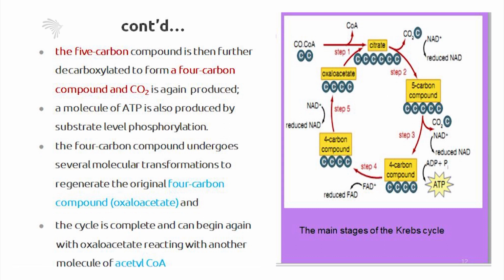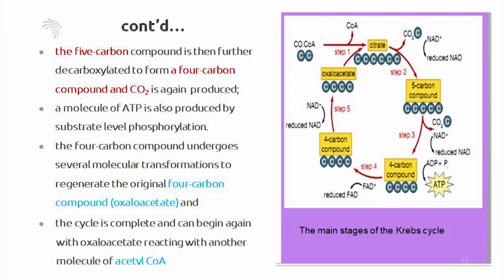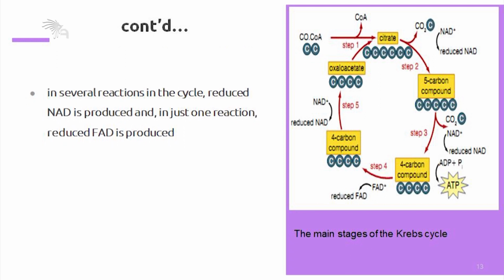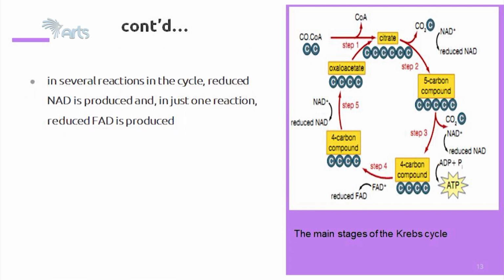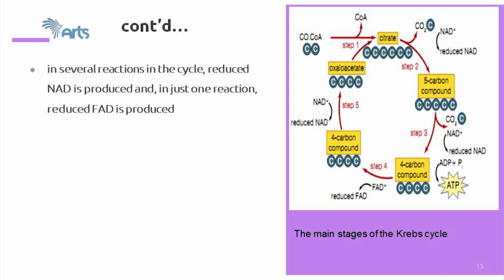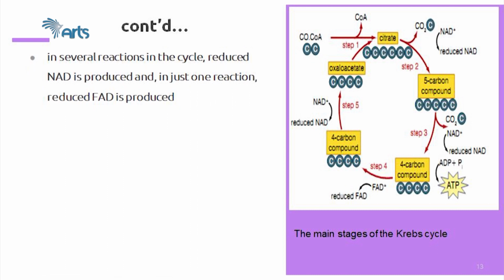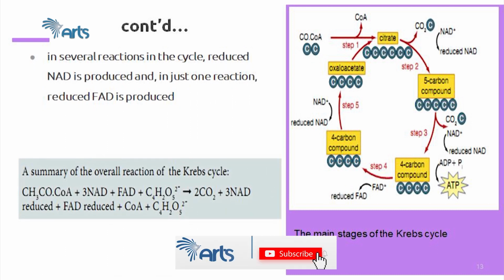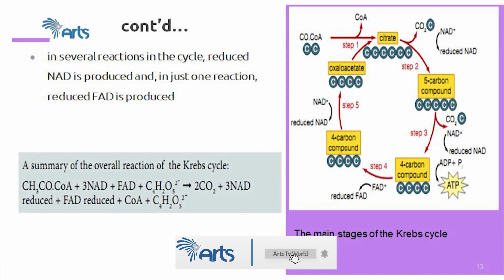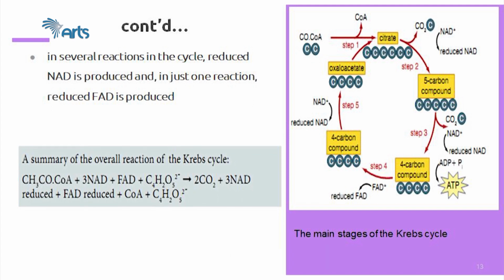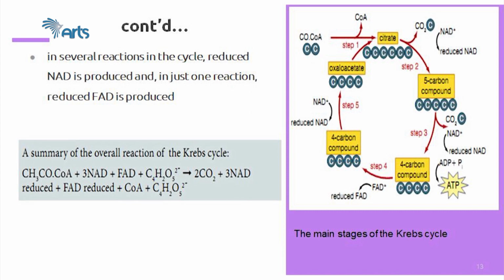As you can see in this slide with a circular pattern, this is the Krebs cycle. In several reactions in the cycle, reduced NAD is produced, and in just one reaction, reduced FAD is produced. This is the overall reaction, the chemical reaction, as you can see in this slide. So the Krebs cycle has a circular pattern, and many reactions take place.